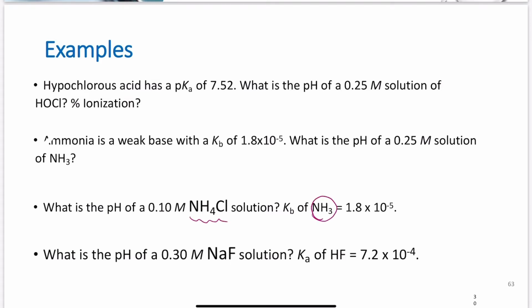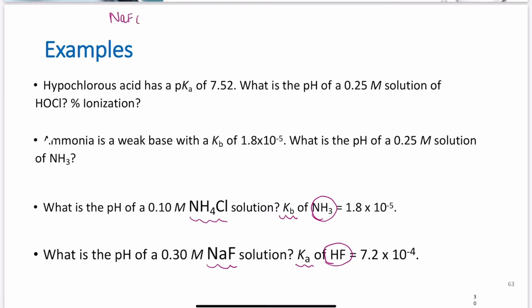Those are not the same things. I know NH3 is a base. It gives me Kb. It means base. So that's hinting that this is going to be an acidic solution. In this example, NaF, I'm giving you NaF, but I'm giving you a Ka value of HF. That's suggesting this is probably going to behave like a base. And it does. But you still need to be able to describe why.